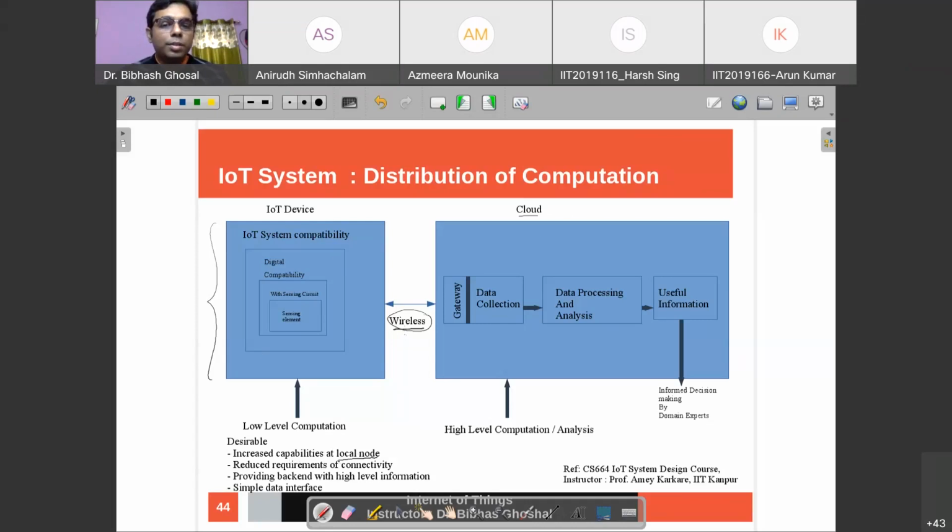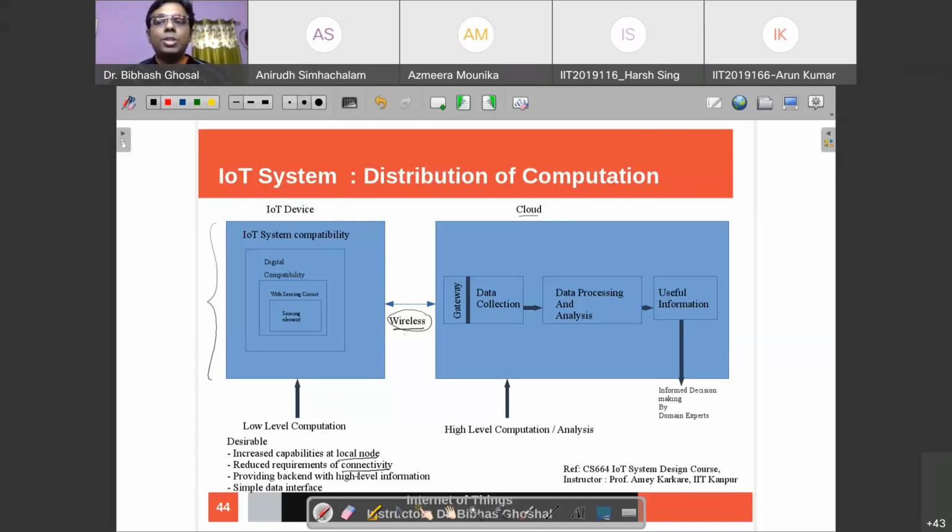So the idea is to bring the computation as much as possible to the local side. It has to be a local node. Or you have to reduce the requirements of connectivity. This is the main idea, that we will do the majority of the computation right at the IoT device.